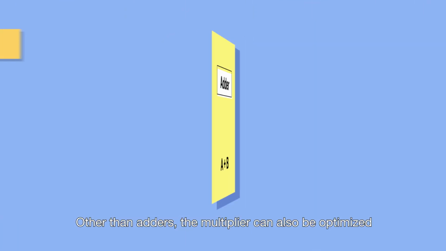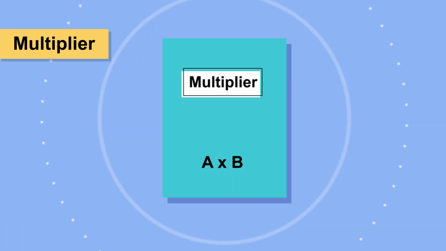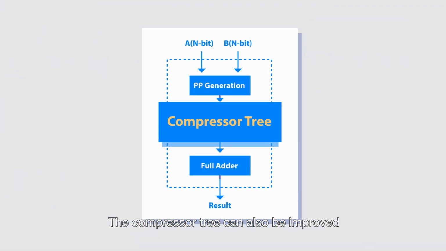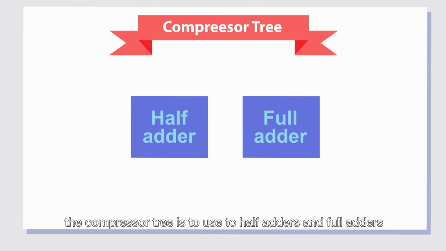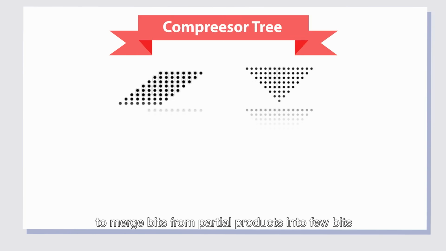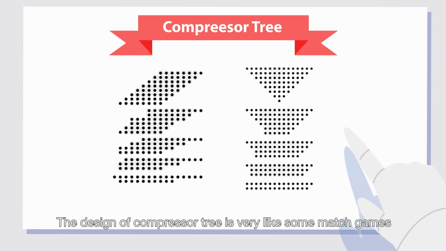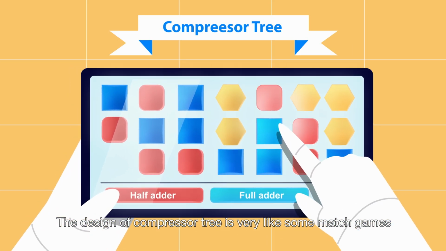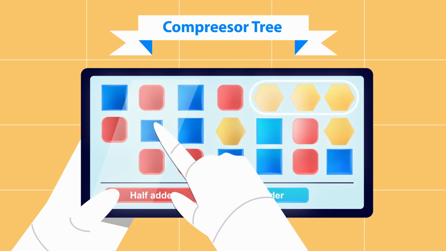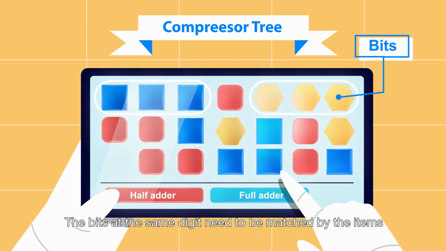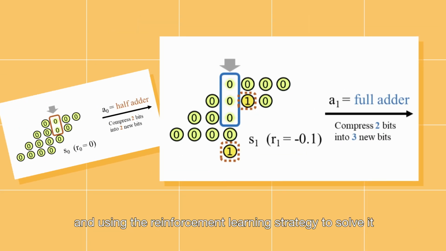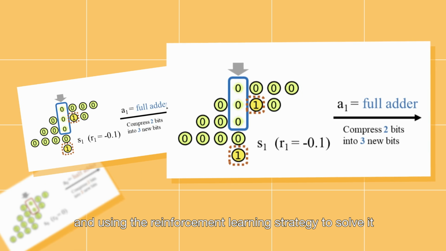Other than adders, the multiplier can also be optimized. A multiplier contains 3 parts. The compressor tree can also be improved. Simply, the compressor tree uses half adders and full adders to merge bits from partial products into fewer bits. The design of the compressor tree is very like a match game. The game items are half adders and full adders. The bits at the same digit need to be matched by the items. So we model the compressor tree as a match game and use a reinforcement learning strategy to solve it.